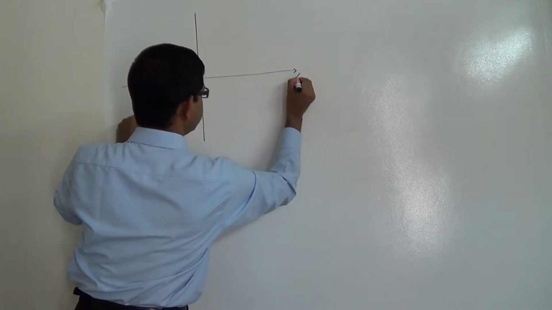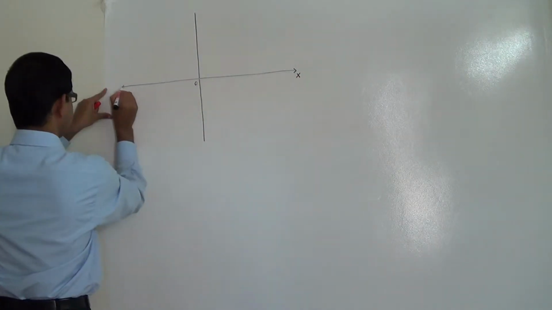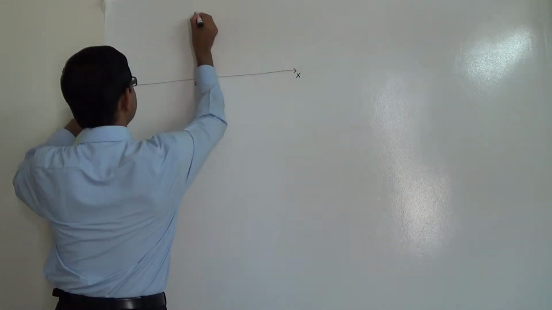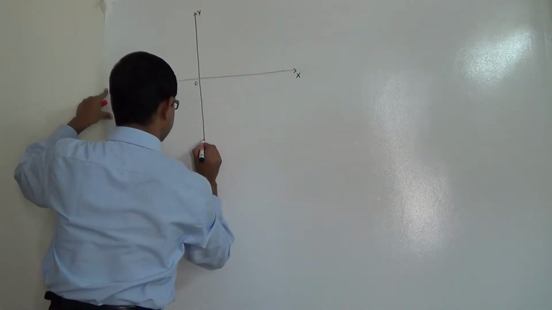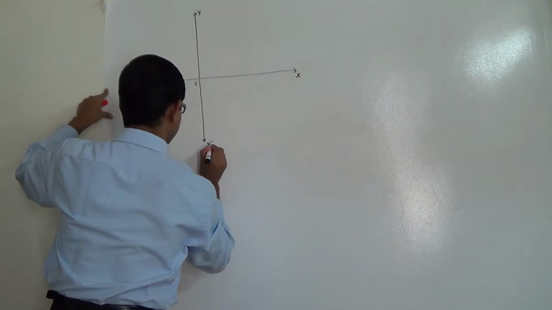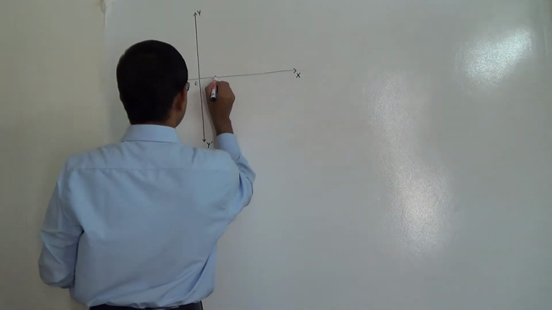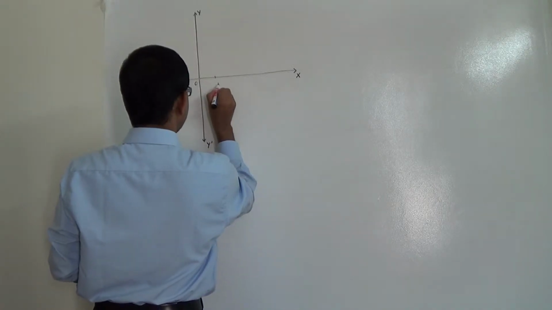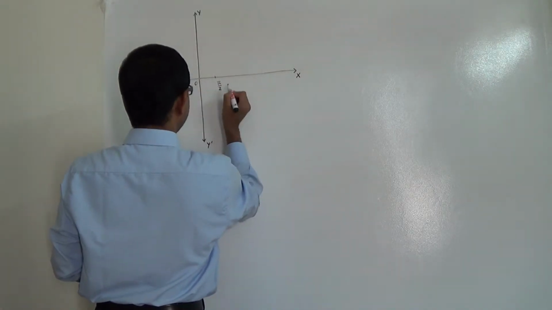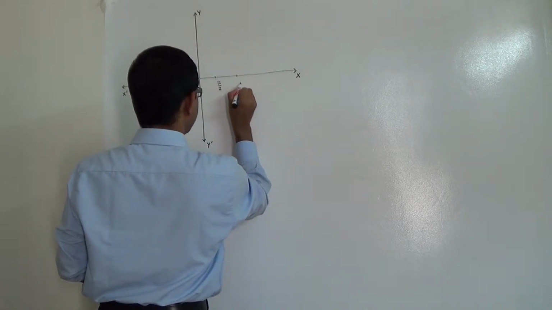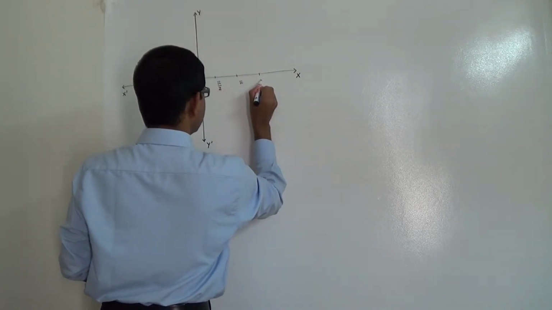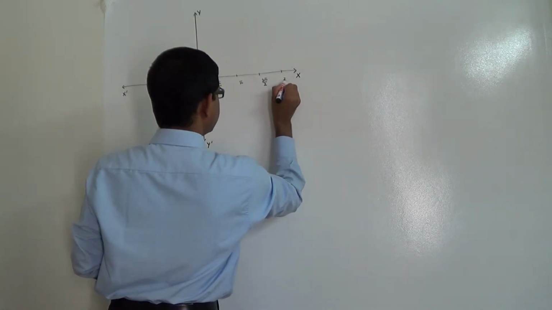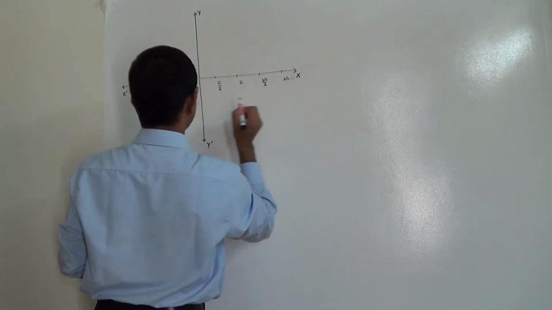So this is the positive direction of the x-axis, this is the negative direction of the x-axis, this is the positive direction of the y-axis, this is the negative direction of the y-axis. So we are scaling these angles at an interval of pi by 2. This is pi by 2, this is pi, this is 3 pi by 2, this is 2 pi, and it continues.